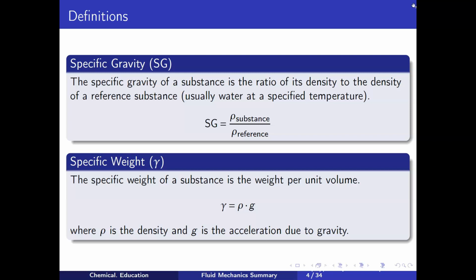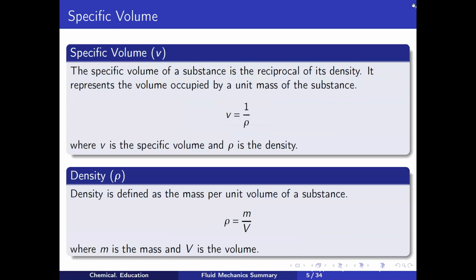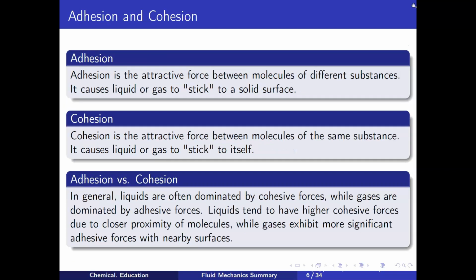Then specific weight, gamma. The specific weight of a substance is the weight per unit volume. We can write gamma is nothing but rho into g, where rho is the density and g is the acceleration due to gravity. Specific volume. The specific volume of a substance is the reciprocal of its density. It represents the volume occupied by unit mass of substance. That is small v equal to 1 by rho, where small v is the specific volume and rho is the density. And density we already talked about, mass by volume.